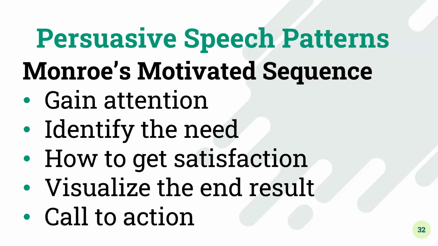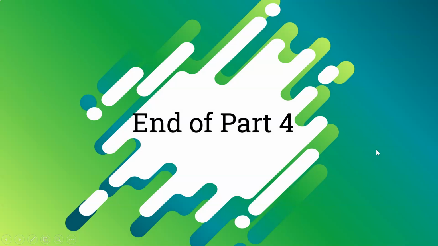So in the learning system, I have a separate link to a video that further explains Monroe's motivated sequence and has a couple of good examples, and I encourage you to watch that. And that brings us to the end of part 4, the end of chapter 17.